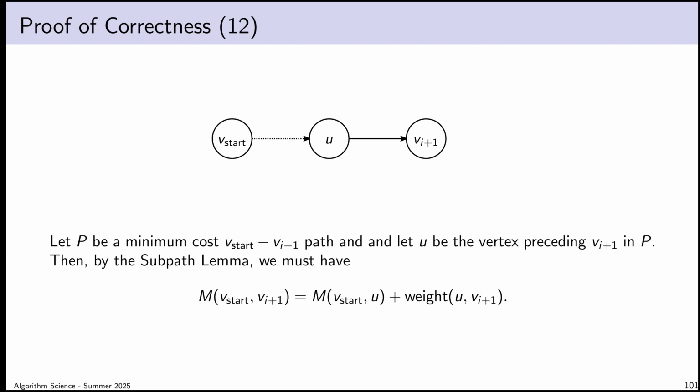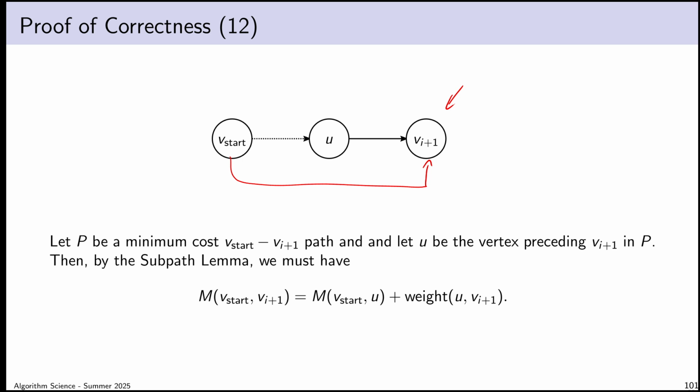Okay, so here's what I'm going to do. We know that we're adding at this iteration this vertex here, Vi plus 1. We also know that if we're adding this at all, it means there has to be some path from vertex v start to vi plus 1. All I mean by that is that it's not an infeasible input. There's at least one candidate for the minimum cost path.